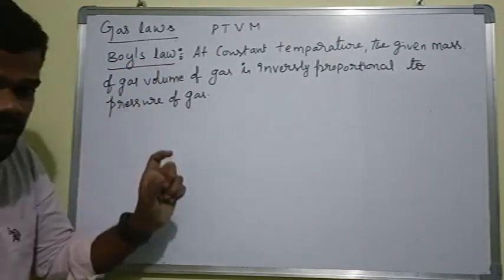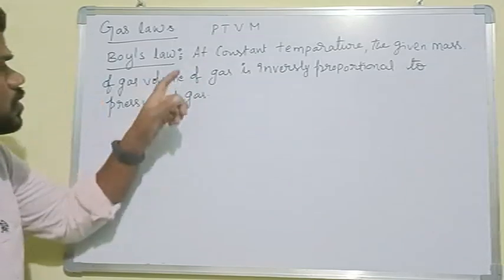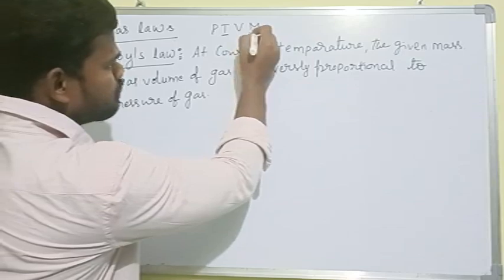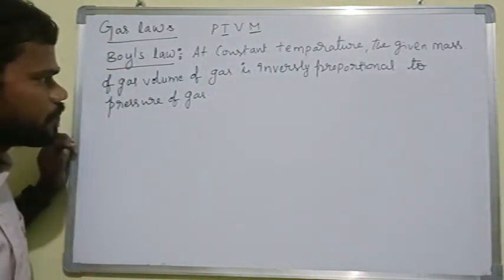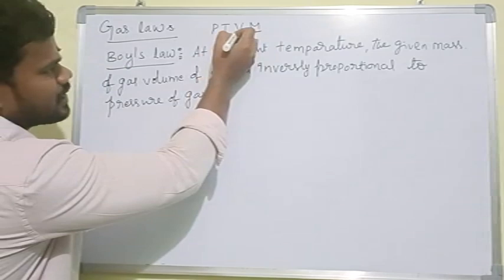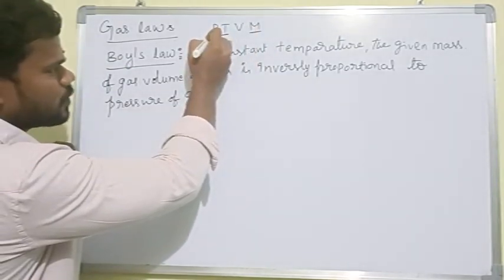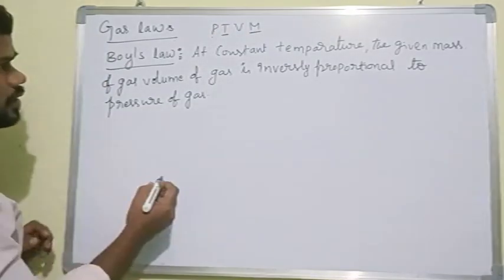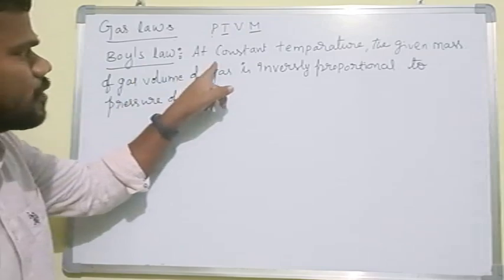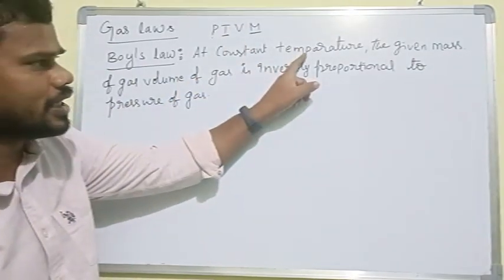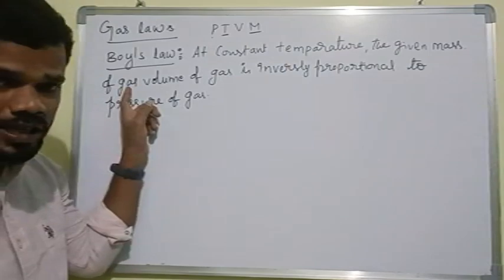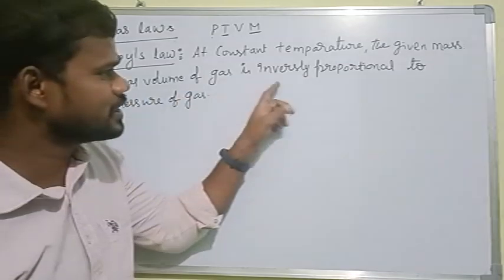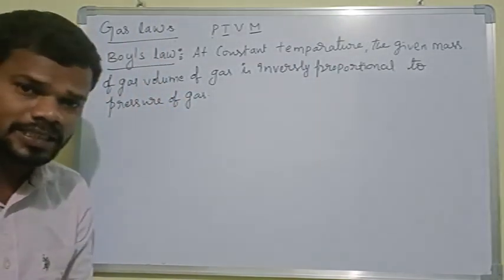What he is saying regarding gases is that the temperature is kept constant and the given mass of the gas is also constant. Then the volume of the gas is inversely proportional to the pressure, and the pressure of the gas is inversely proportional to the volume of that gas. So Boyle's law means at constant temperature, for a given mass of gas, the volume of gas is inversely proportional to the pressure of the gas.